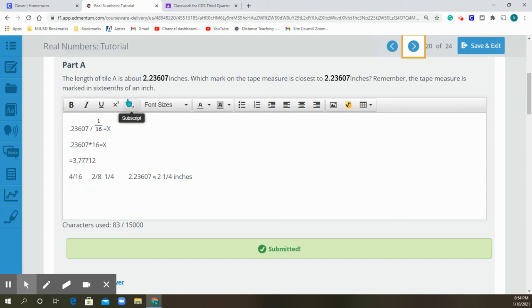So the actual measurement on the measuring tape would be 2.23607 is approximate. It's close to 2¼ inches.